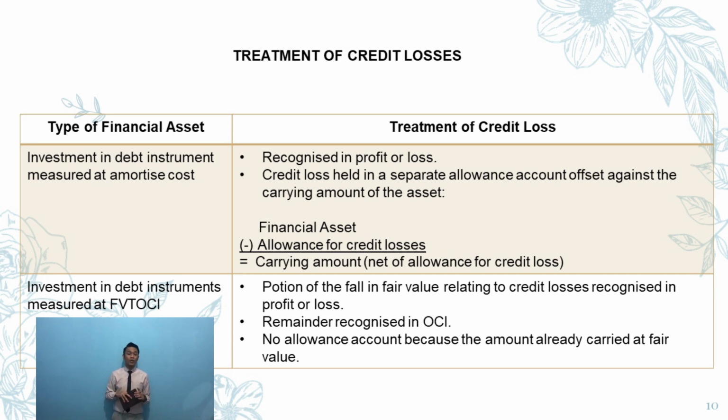The credit losses will be recognized in profit or loss, and credit losses will be held in a separate allowance account offset against the carrying amount of the asset. Next, we take a look when the company measures it at FVOCI. The portion of the fair value relating to the credit losses will be recognized in the profit or loss statement, while the remaining value will be recognized in other comprehensive income, OCI. In this measurement, there will be no allowance account because the amount is already carried at fair value.